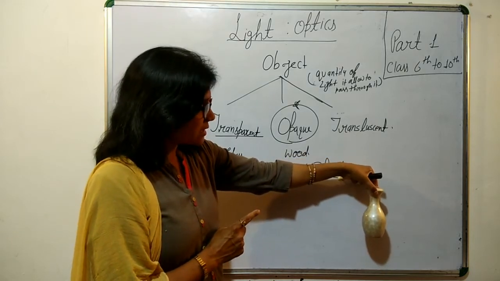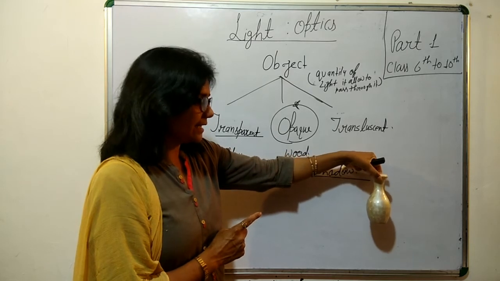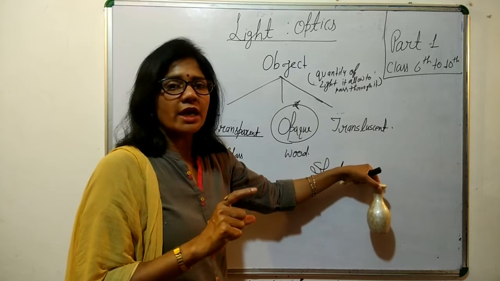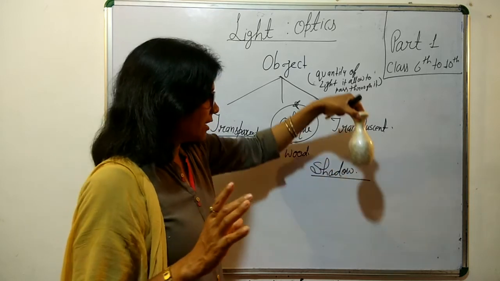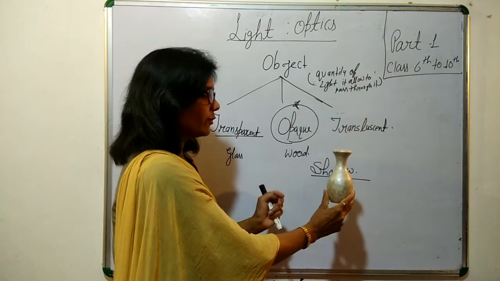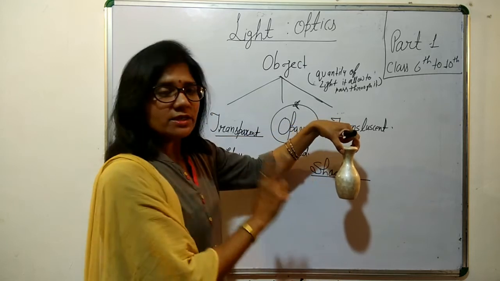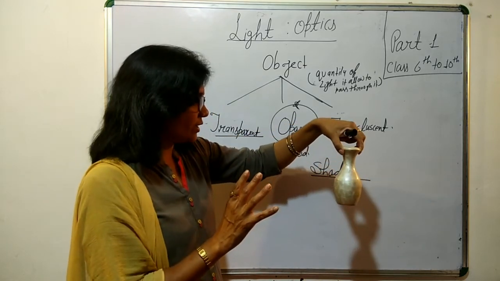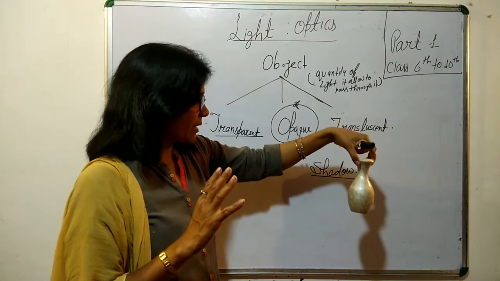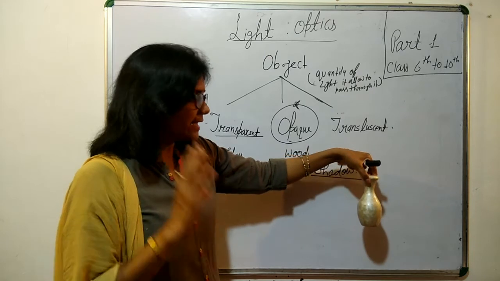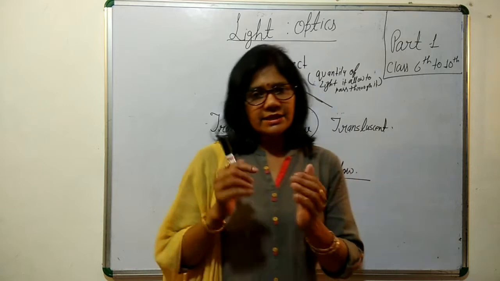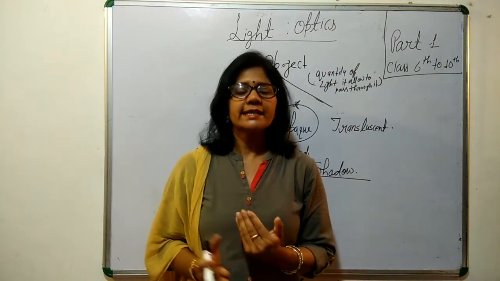When it comes closer to the screen, you can see the size of the shadow reduce, but the sharpness of the shadow increases. When there is a distance between the screen and the object, what happens? The shadow we are getting is going to be blurred slowly and gradually. But when it comes closer to the screen, it becomes very sharp. So we can see that the shadow depends upon the distance also.